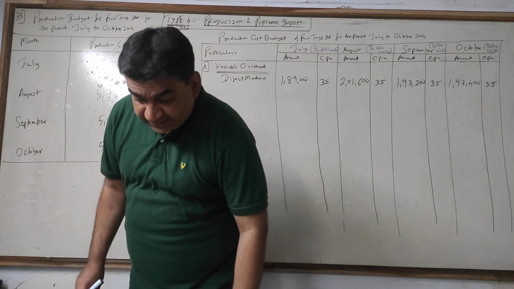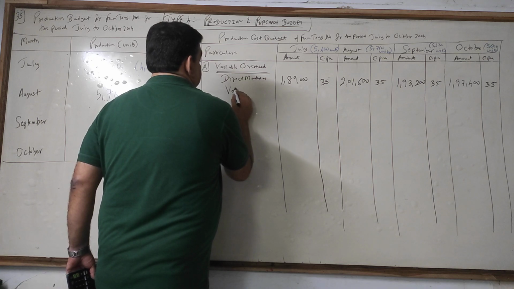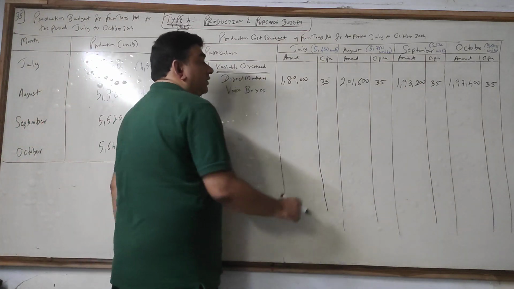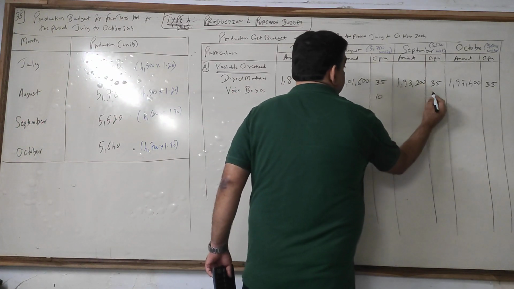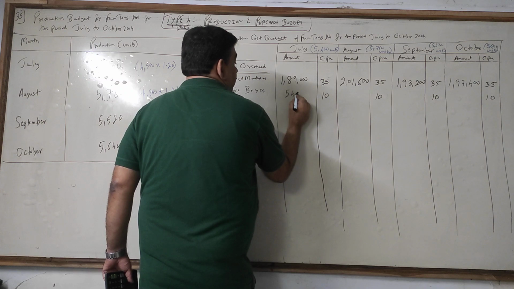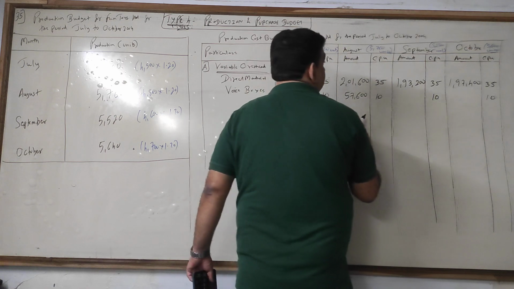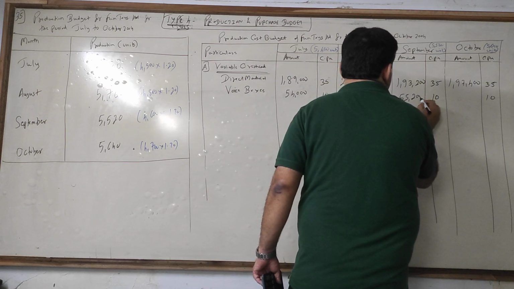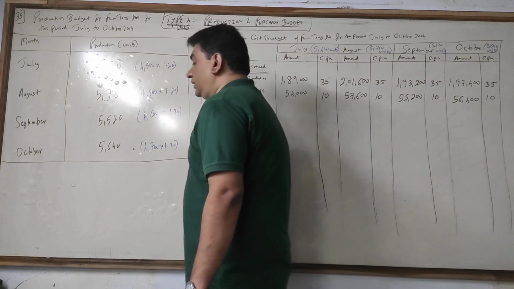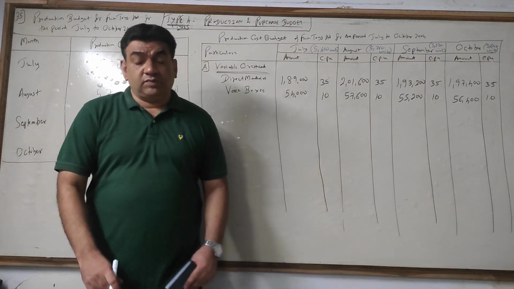Okay, same way. Next, what it says, voice box. Voice boxes, how much? 10 per toy, that is per unit. So 10 everywhere. Multiply by the respective units: 54,000, 57,600, 55,200, and 56,400. 10 multiplied by the respective units will give you your voice box calculation.